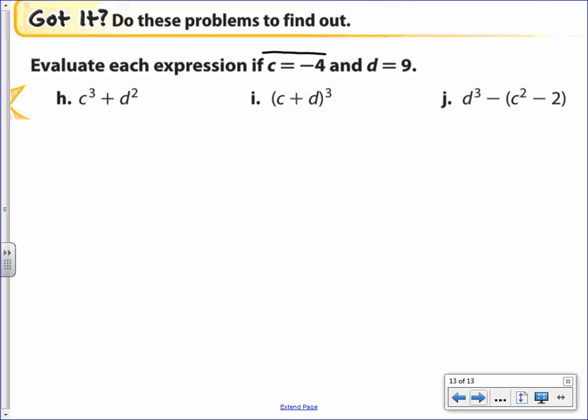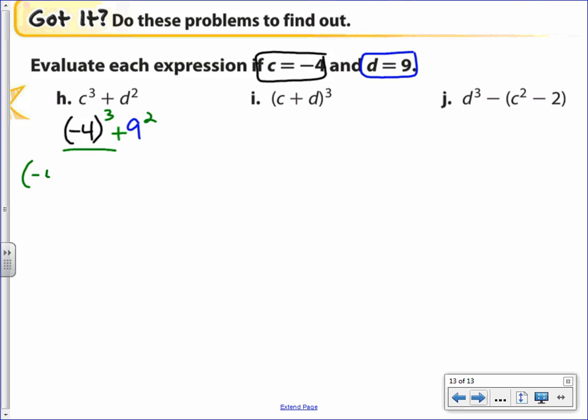C equals negative 4 and D equals 9. Now I'm going to add my other information. I have cubed plus squared. So I've replaced my C with a negative 4, cubed plus D, which is 9 squared.